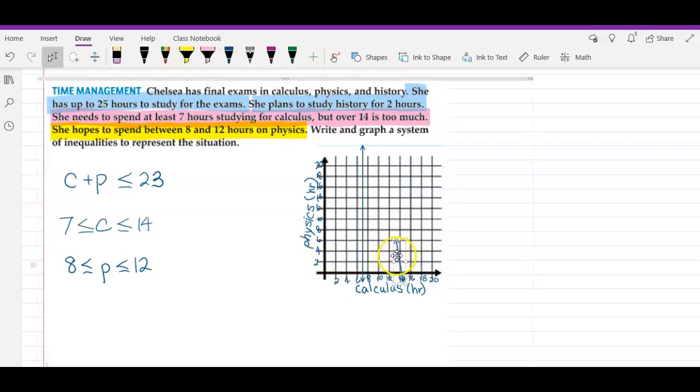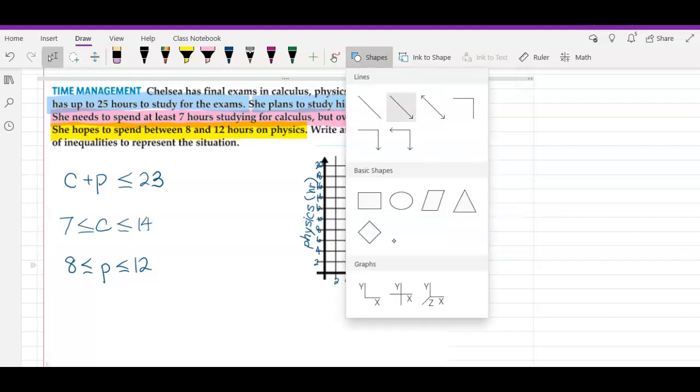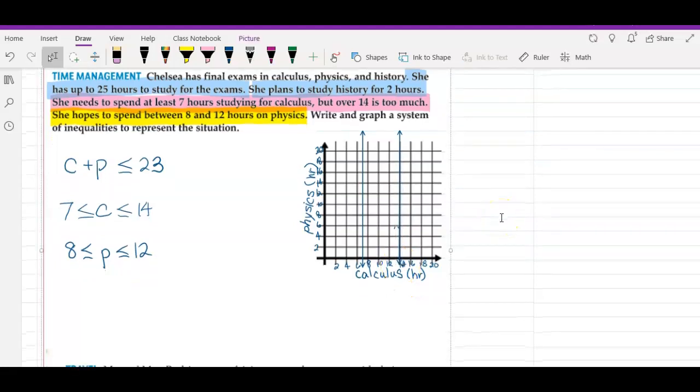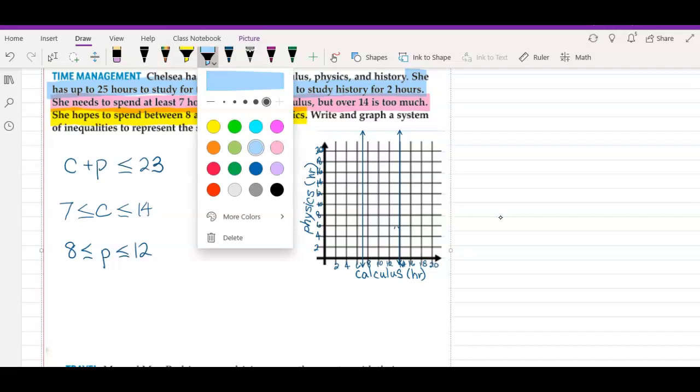We can fix that one. Well, not exactly. Let's start over. I know it can be tricky to graph lines on your tablet. Just take your time with them. Make them as neat as you can. Okay, since it's between, we are going to shade in between.